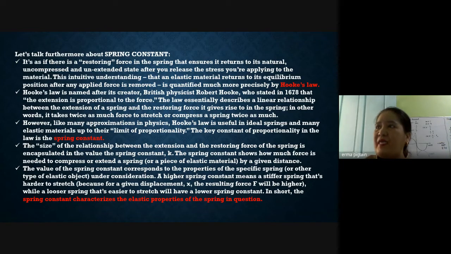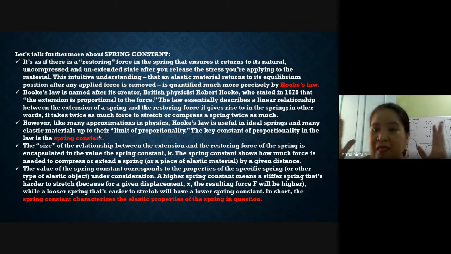However, like many approximations in physics, Hooke's law is useful in ideal springs and many elastic materials up to their limit of proportionality. Ito yung sinasabi ko kanina, di ba? The key constant of proportionality in the law is the spring constant. Okay? So, ibig sabihin, class, applicable lang si Hooke's law. Generally, applicable lang si Hooke's law kapag nandun pa tayo sa limit of proportionality.